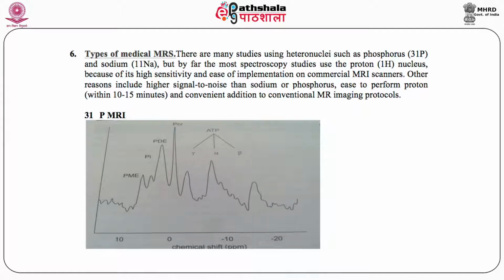Phosphorus MRS. The following is a chart of a spectrum of phosphorus MRS, where we see the internal standard, which is the phosphocreatine, aligned at 0, and to the right of the internal standard you see the alpha, beta, gamma ATPs, and to the left of the internal standard you see the phosphorus monoesters and the diesters and the inorganic phosphorus.